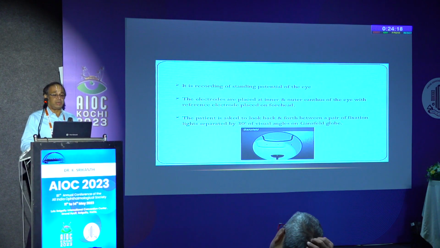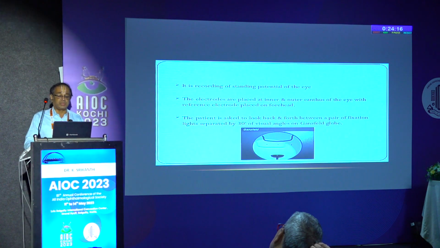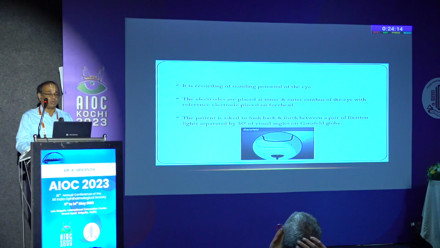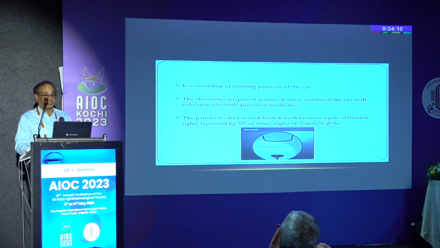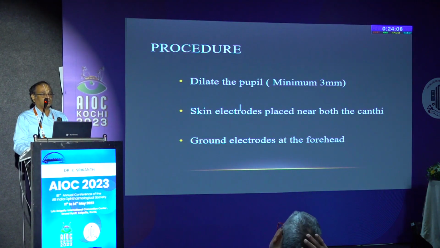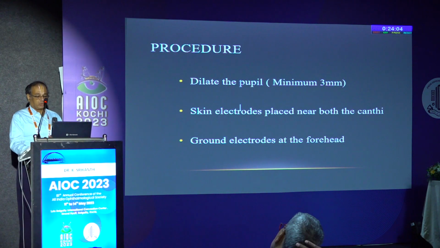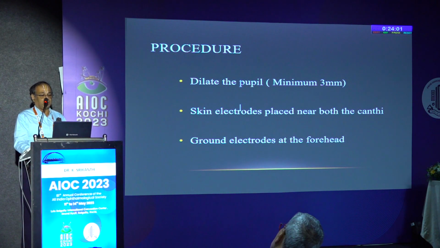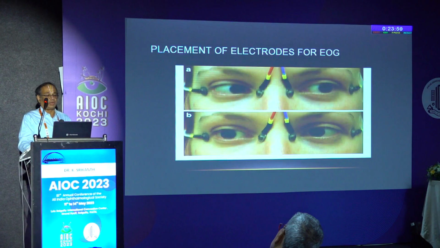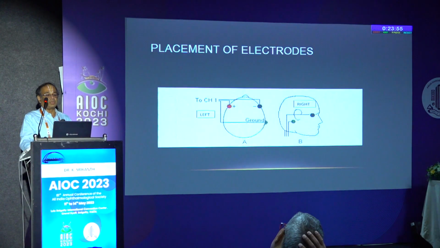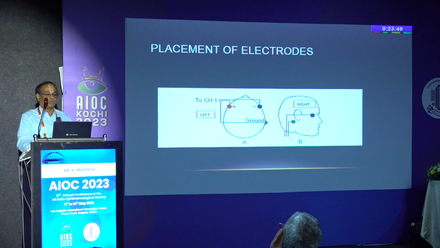Recording is done by placing electrodes at the outer canthus of the eye and one reference electrode in the center of the forehead. So the eye's pupil has to be dilated, skin electrodes are placed, and ground electrodes are placed on the forehead. This is how it is done, and the patient is asked to move the eyes either way, towards the right and also towards the left.